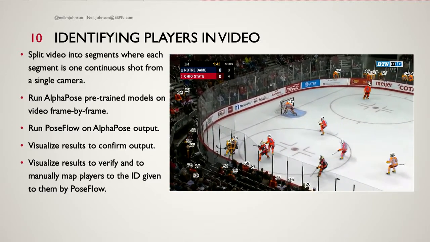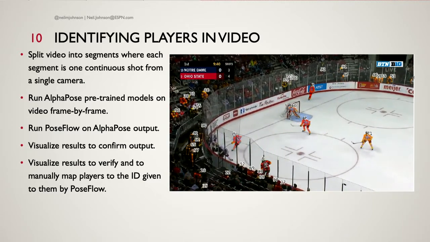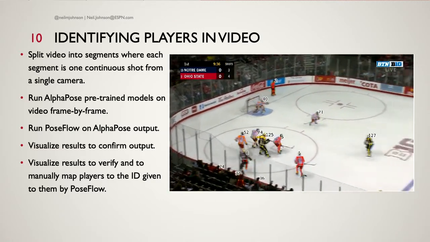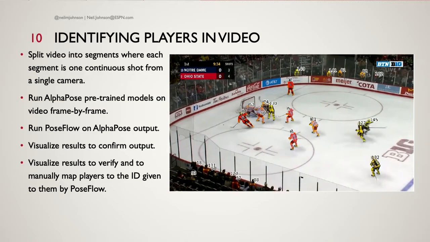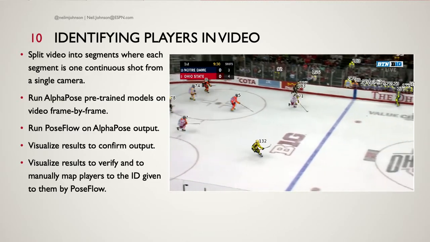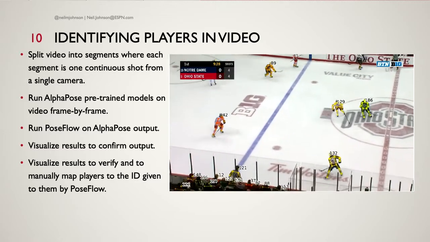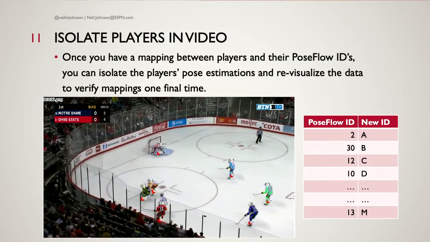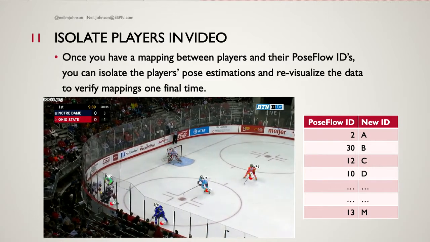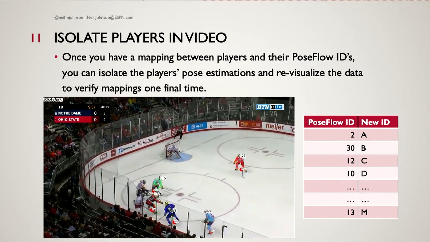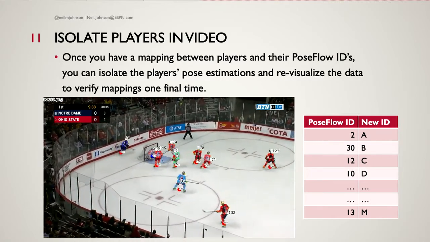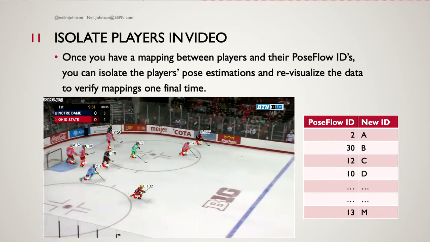But that's where the first human intervention part is: mapping the IDs that are above the people's head, given to them by PoseFlow, to IDs that we are giving them for our own information. So we know who they are, what team they're on, what number they're wearing, that type of stuff. Once you map that, you can filter things down so that you only have the poses of the players on the ice. And you can kind of see the mapping between their ID given to them by PoseFlow and our ID, which is just a letter in the alphabet.